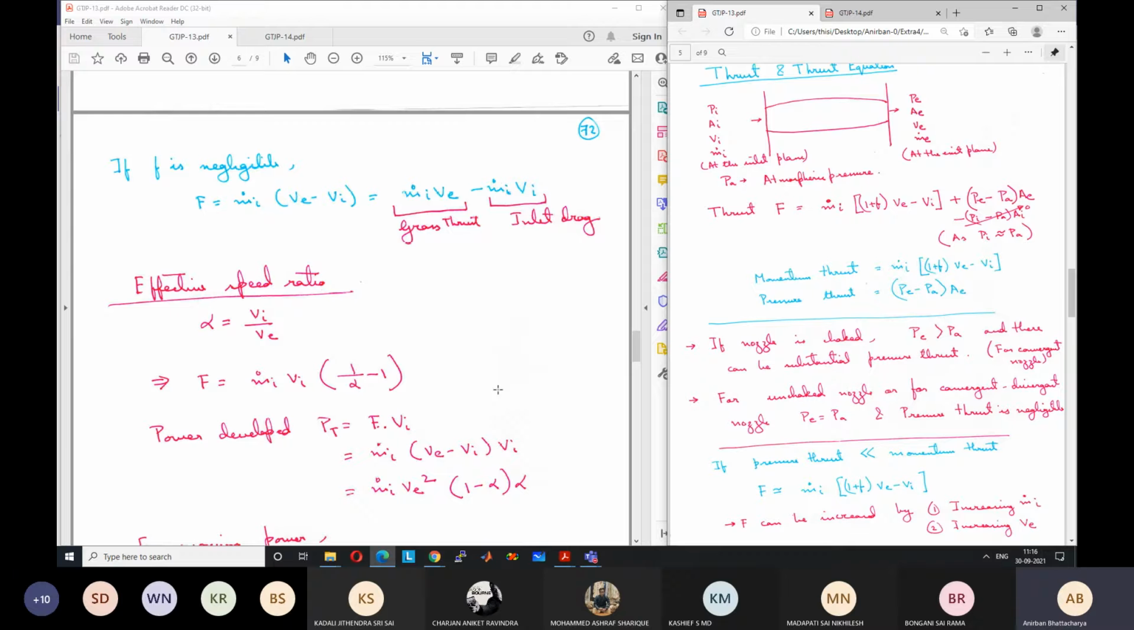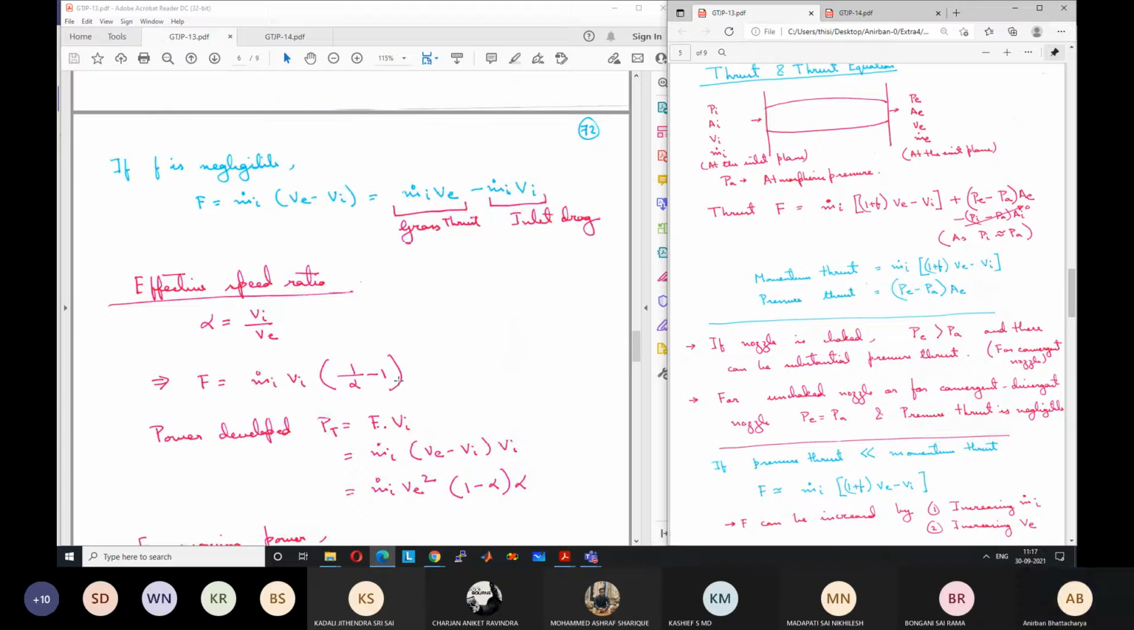We can define a speed ratio. Although it is not necessary, it eases some of the calculation. We can define a speed ratio alpha, which is the ratio of the aircraft velocity, which is also equal to the intake velocity of air, Vi, divided by the exhaust velocity, V. In that case, we can write the thrust like this. You can take V as common: m dot_a V (1 minus alpha). I can also write it that way.